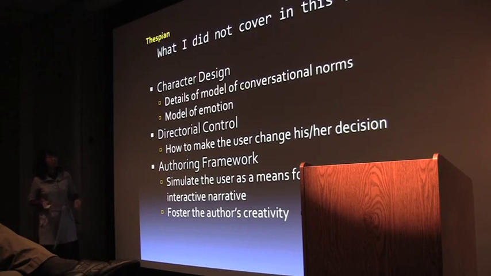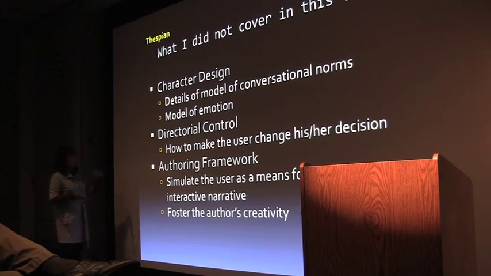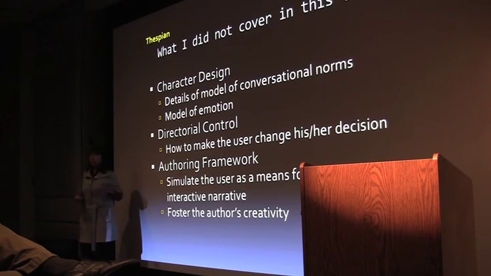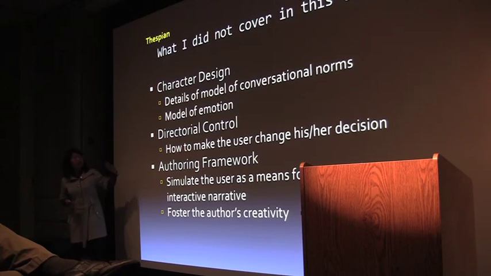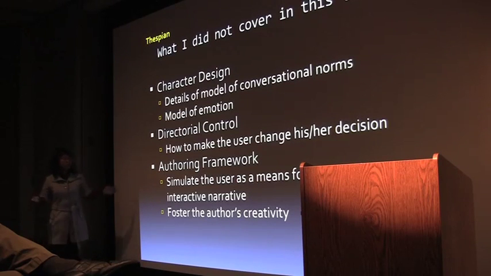There are three other bullets I was not able to cover. I totally didn't talk about how emotion is modeled in the system. On a high level, we use appraisal theory for emotion, but I was not able to talk about it. And in terms of directorial control, I gave you examples of how I can make my character do a different action from what was predicted the first time, but I didn't talk about how I can make the user change his decisions. And in terms of the authoring framework itself, I didn't talk too much about most of the procedures.